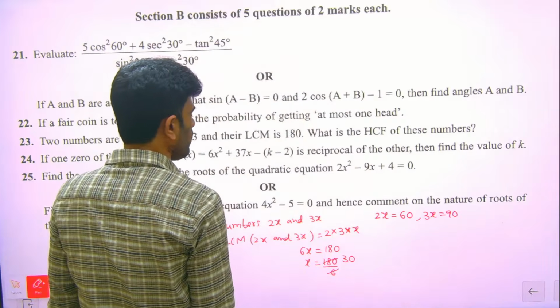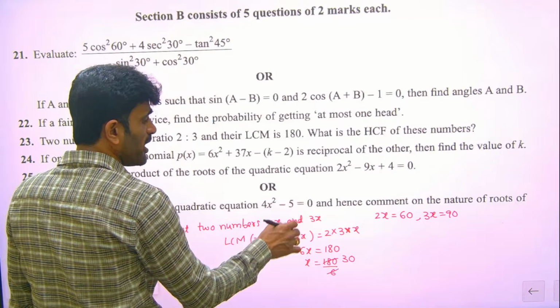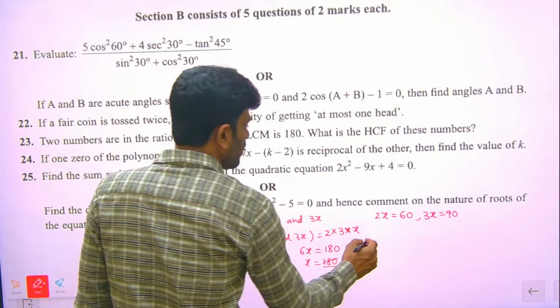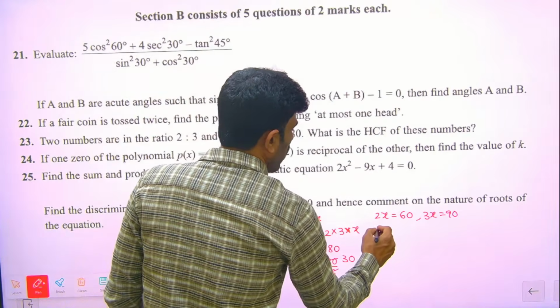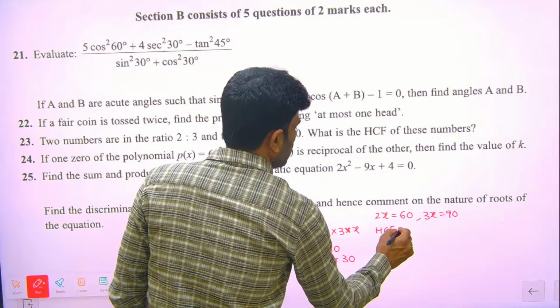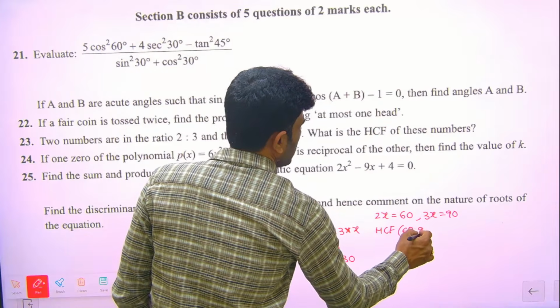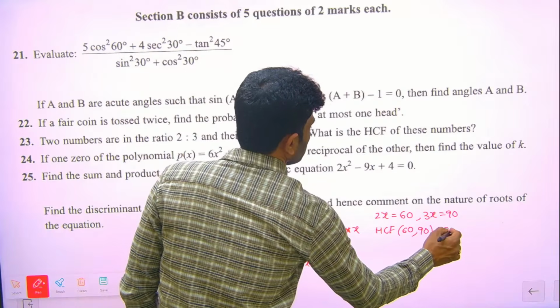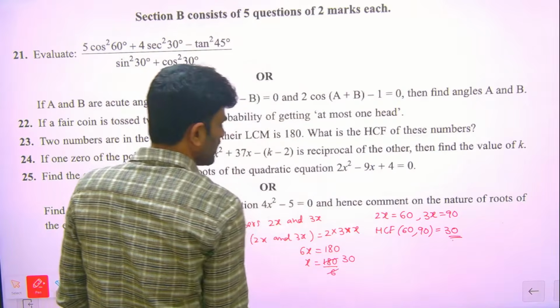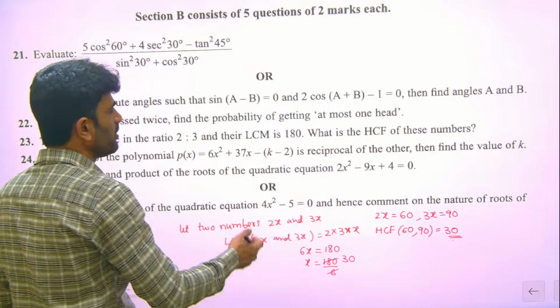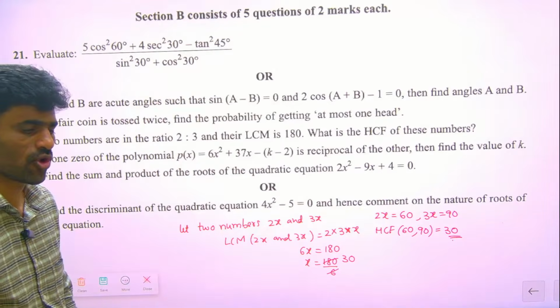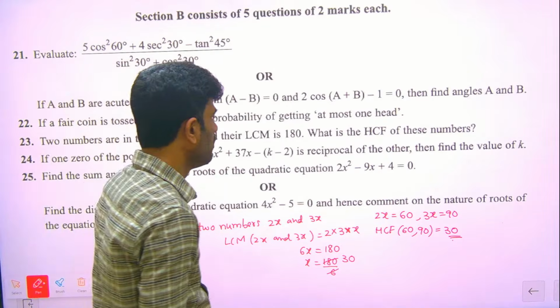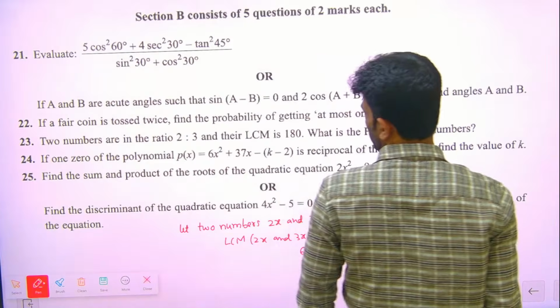You know what is their HCF? When you are multiplying x, that x is only HCF here, okay? Or otherwise you can find out the HCF of 60 and 90. HCF of 60 and 90 is 30. Nothing but the x value only. Whatever you are multiplying, that constant is the HCF here. So HCF is 30 here.